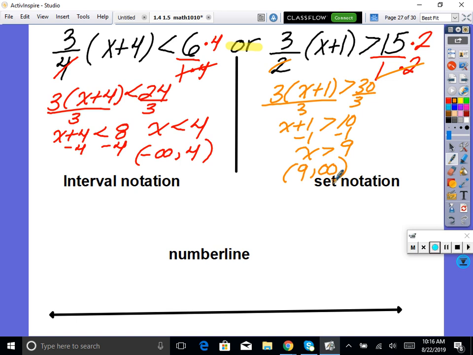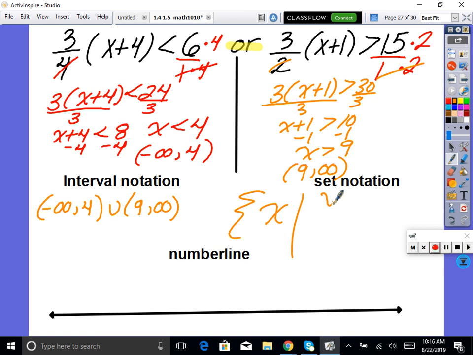Either or gets to go. Negative infinity up to 4. Then don't we have a gap? Yes. 9 to infinity. So interval notation: negative infinity up to 4, union 9 to infinity. Set notation: the set for x such that, with the or, we get to keep them separated. X value is less than 4. X value is greater than 9. And I think you understand the number line thing.